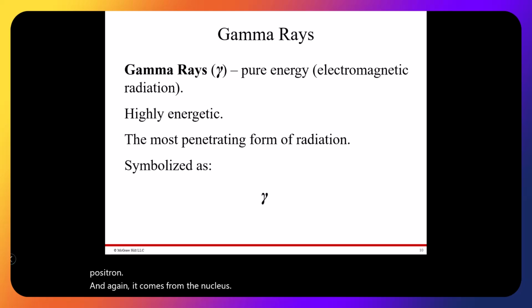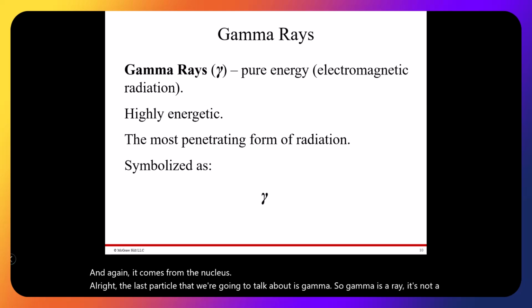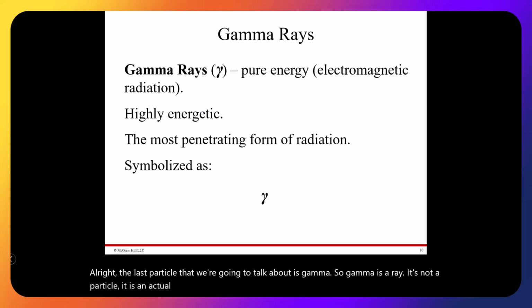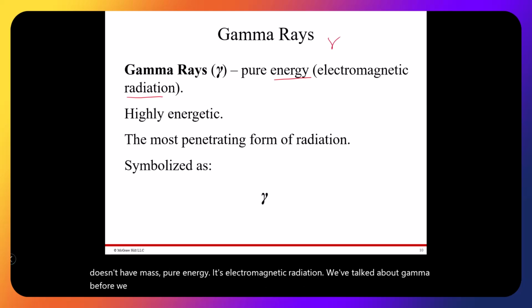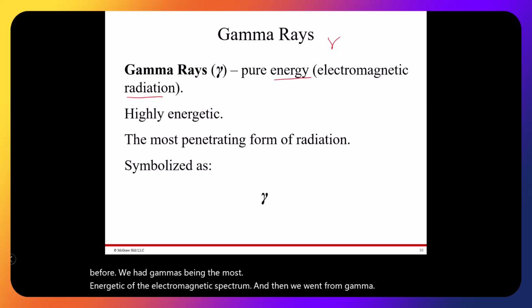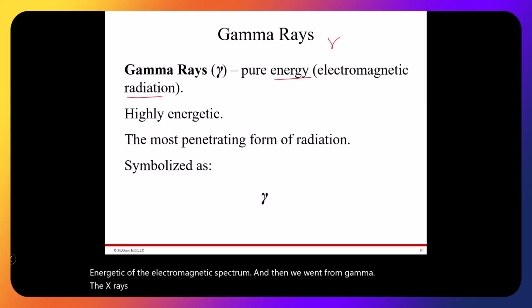All right, the last particle that we're going to talk about is gamma. So gamma is a ray. It's not a particle. What is a ray? It's an energy form, so it's pure energy. It doesn't have mass. It's electromagnetic radiation. We've talked about gamma before. We had gamma as being the most energetic of the electromagnetic spectrum, and then we went from gamma to X-rays to ultraviolet. So remember that part.